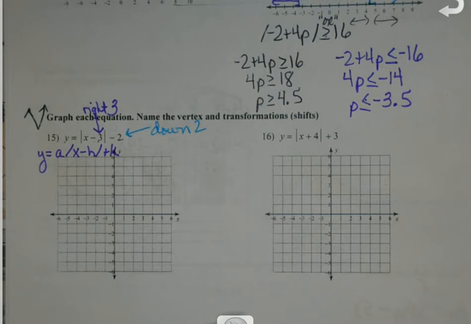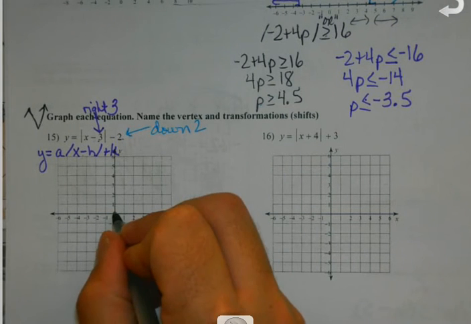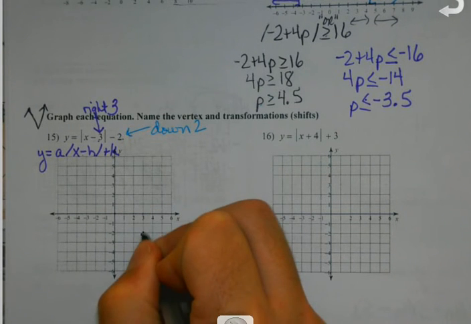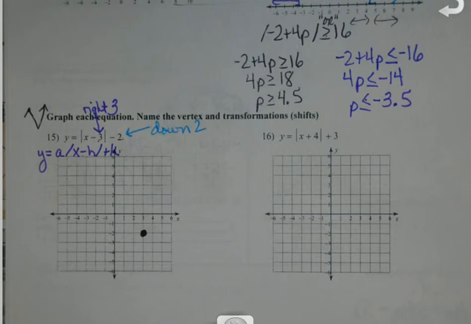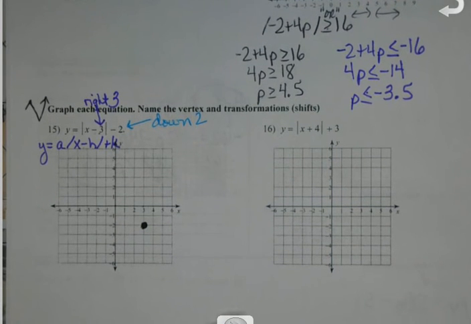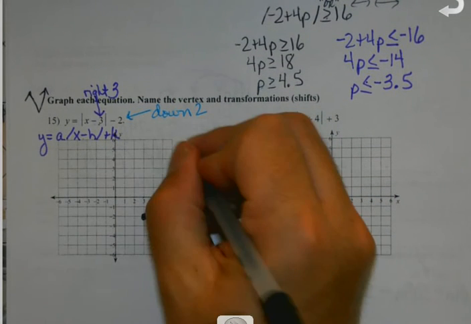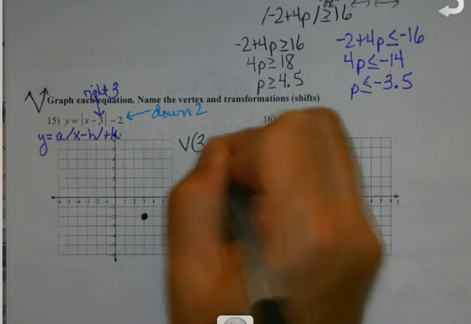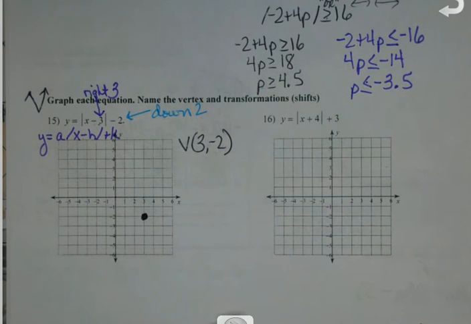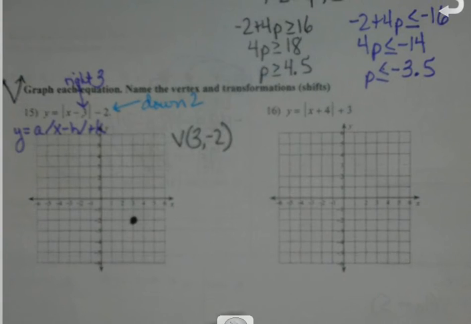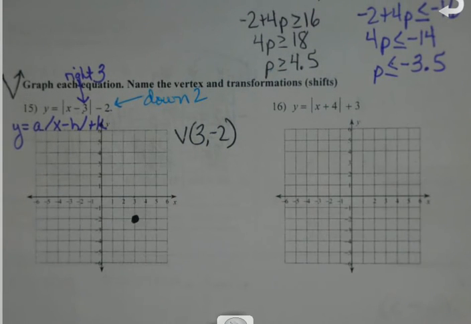So how's that help me graph it? Well, it helps me in a lot of ways, actually. If I start at the origin and I go right 3 and down 2, that's going to be my vertex. So my vertex is at 3, negative 2. So I got the information by knowing how the shifts work. Once that got situated, and we'll zoom a little bit more here. I should have done this a little earlier.